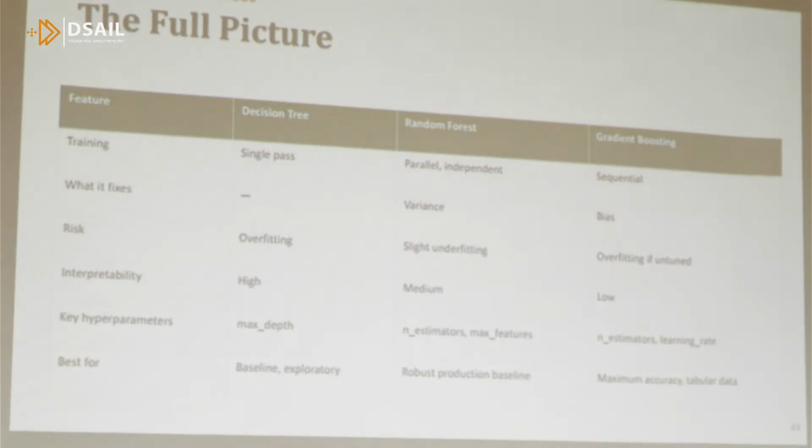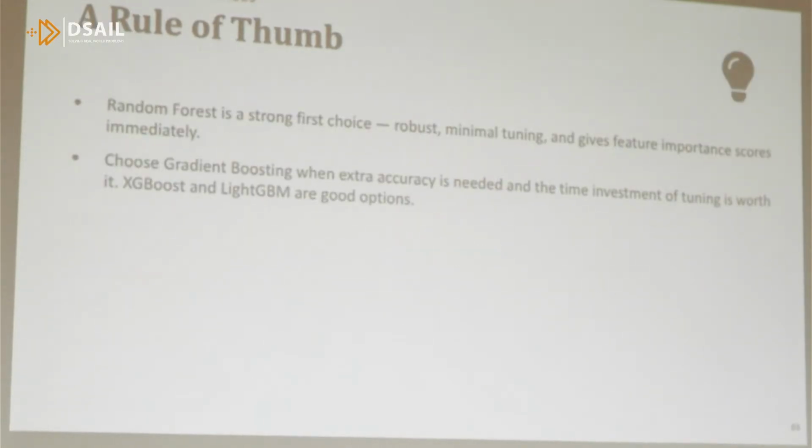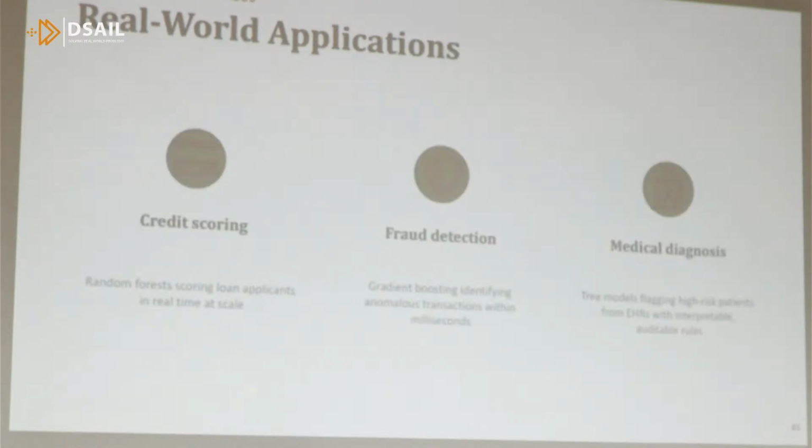Yeah, so baseline exploratory, it's best for that. Robust production baseline. Maximum accuracy on tabular data. So the rule of thumb, random forest is usually a strong first choice because it's robust. It requires minimal tuning and gives feature importance scores immediately. You can choose gradient boosting if you want extra accuracy and if you are willing to spend the time. There is some time investment in tuning it. XGBoost and GBM are good options. CatBoost is very good for categorical values.